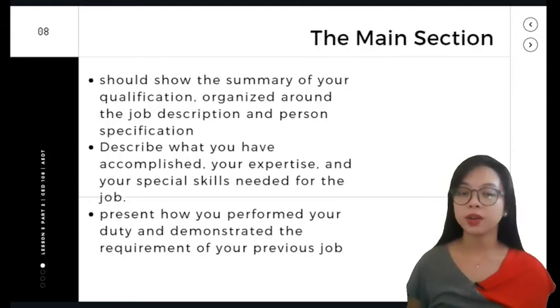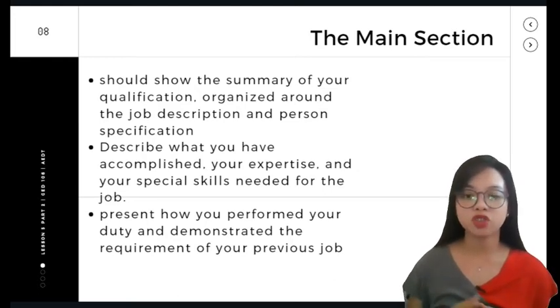Following the introductory paragraph is the main section. So here, the summary of your qualification should be shown. And of course, this must be organized around the job description and the person's specification.